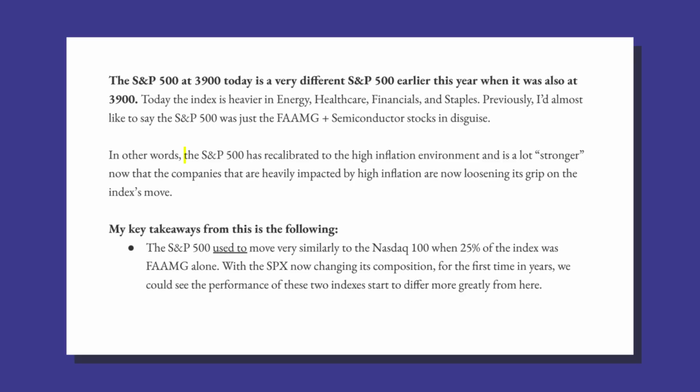Now, don't get me wrong, tech stocks still kind of dominate the top 10 of the S&P 500, but Meta, for example, has dropped down to the 20s region. In other words, according to Larry, the S&P 500 has recalibrated to the high inflation environment and is a lot stronger now that the companies that are heavily impacted by high inflation are now loosening their grip on the index's move. So one method to invest is to dollar cost average into a value ETF or value stocks that should benefit from this higher interest rate environment.